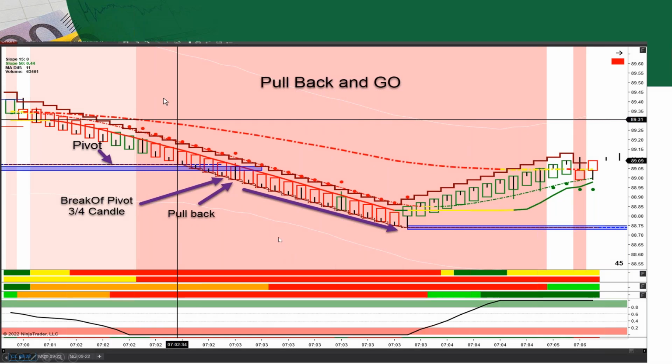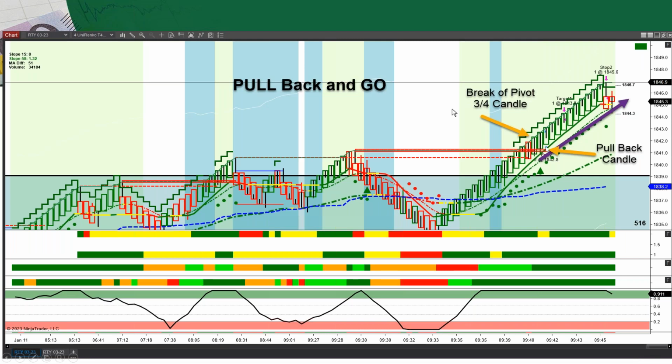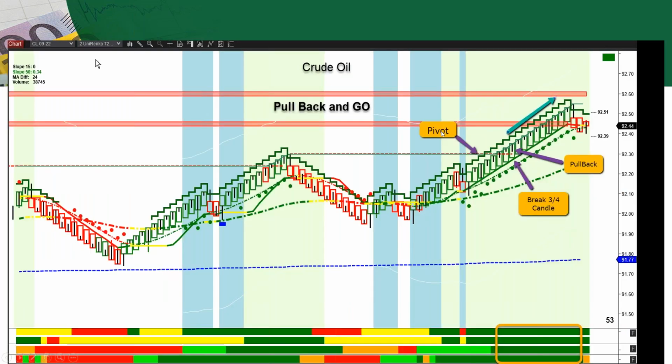And this has saved us lots and lots of losing trades by using the pullback and go strategy. Here's another one. Actually, this one has my markers on it. Broke. This is the 3/4 candle. Got the pullback candle. Place the order. First profit target, second profit target.